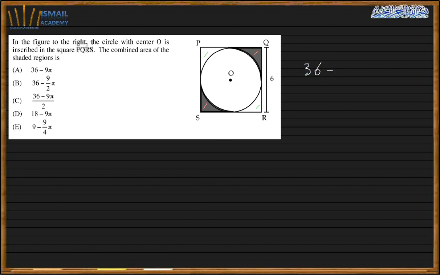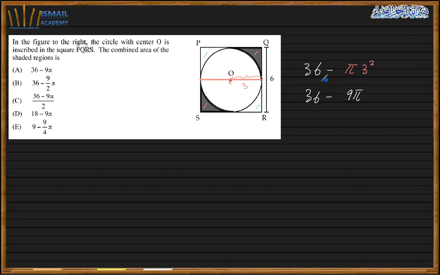Because the diameter is equal to the side of the square, the radius here is 3. The radius from here to here is 3. So that means the area of the circle is pi times 3 squared. So this will be 36 minus 9 pi.